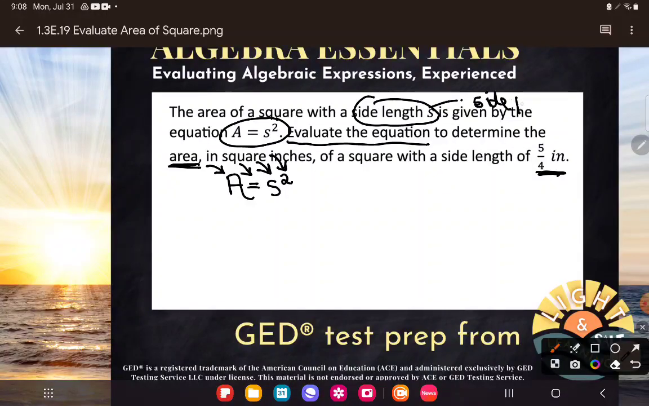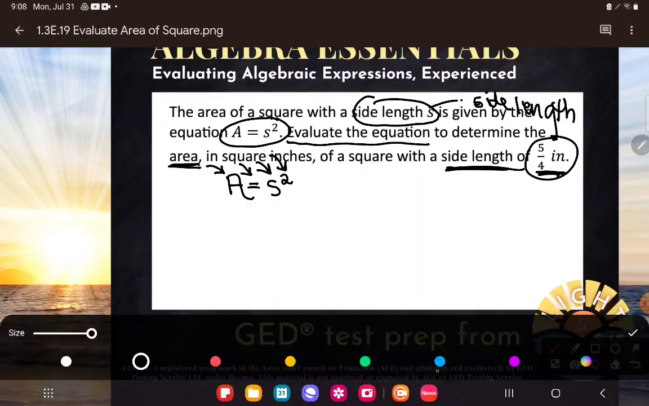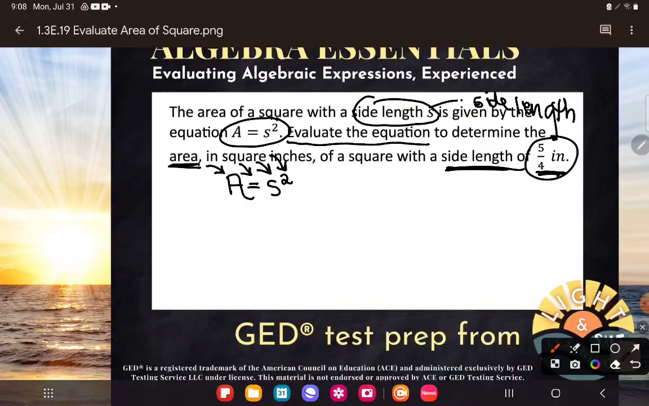And more good news, the side length of the square is not a mystery. They told it to us in this problem. Look, they said with a side length of 5/4 inches. So we know what s is. Whenever you know what s is or know what a letter is, you can substitute. You can trade it out. So that's what I'm going to do. I'm going to trade s out, I know what it is, for 5/4.